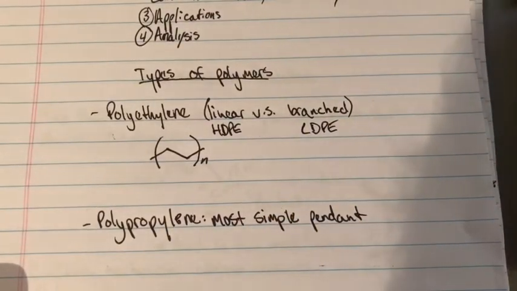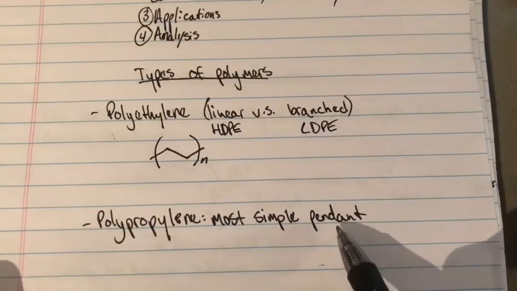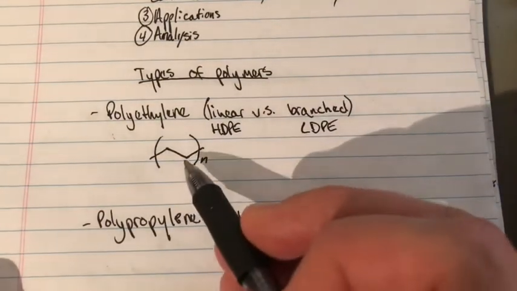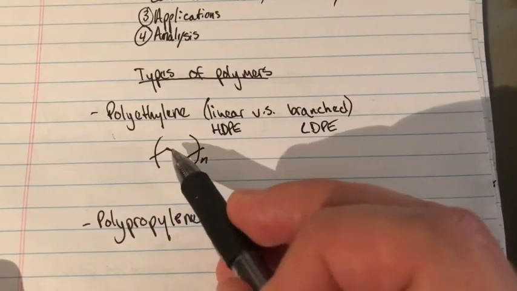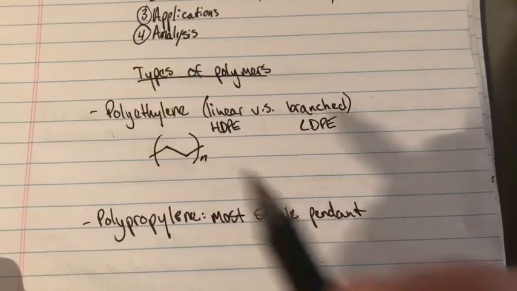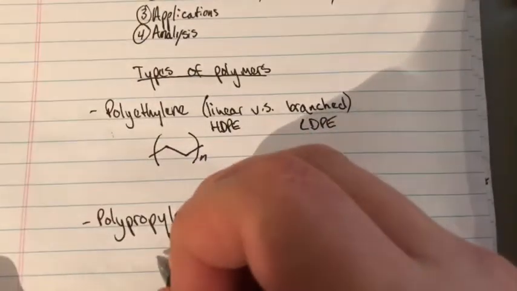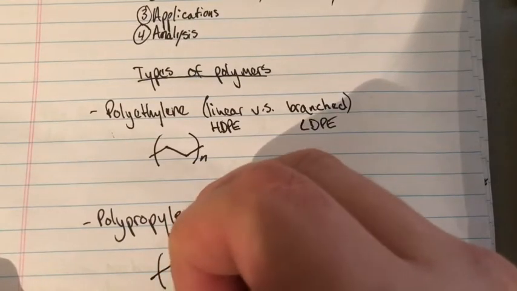Okay, so another example of a polymer that's rather simple is polypropylene. So in this instance, notice how you don't see anything hanging off of either of these two carbons that are part of this long sort of hydrocarbon chain. With polypropylene, you're going to see a methyl group hanging off of there.